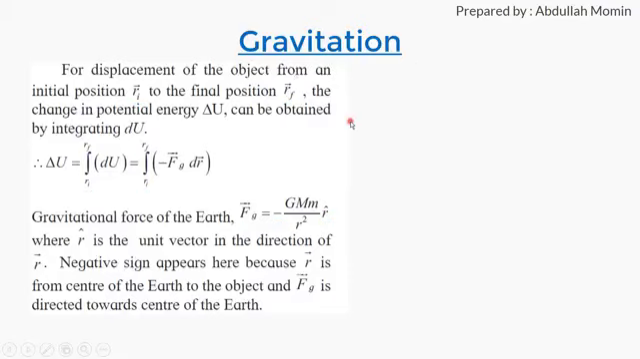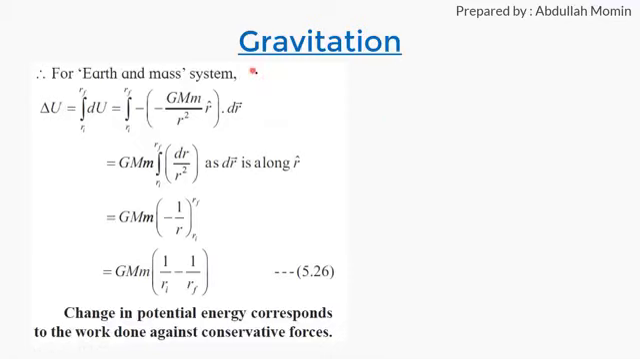So now, for the earth and mass system, suppose there is an earth and one mass situated on the surface of the earth. So the gravitational force is GMm upon r square dr. Take the constant term outside this bracket, this minus and minus sign becomes plus. Now taking the constant outside the integration, we integrate dr upon r square.